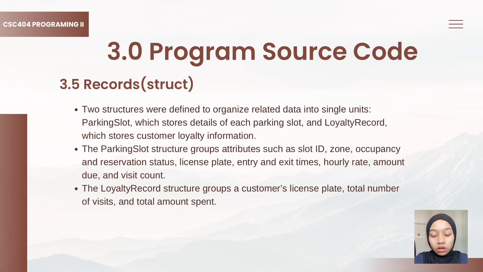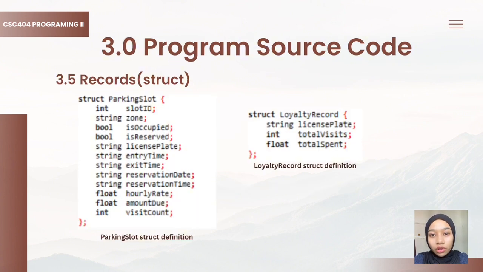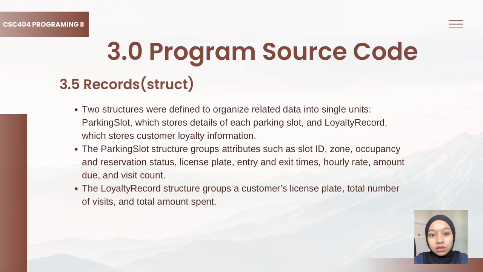We created two structs. The first is called parking slot and it stores everything about one parking slot, like the slot ID, which zone it's in, whether it's occupied or reserved, the license plate, entry and exit time, the hourly rate, how much is owed, and how many times that car has visited. The second struct is loyalty record, which is simpler. It just tracks a customer's license plate, how many times they have visited, and how much they have spent in total. This is what lets us give discounts to returning customers. So basically, instead of managing 10 different variables per car, we just create one parking slot and everything's bundled together neatly.